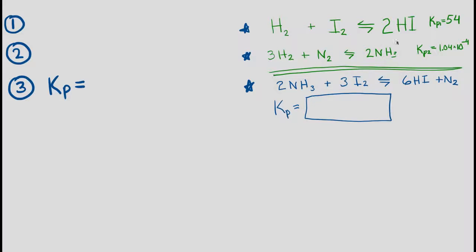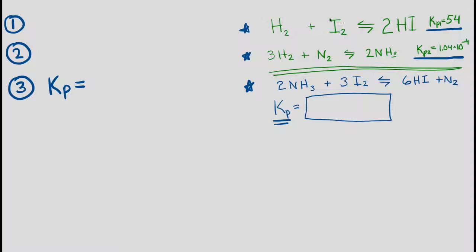Now, reaction 1 has a Kp. That's the equilibrium constant, as does reaction 2. What we're looking for is Kp for the third reaction. Notice that we can probably make reaction 3 from both reactions 1 and 2. So let's start.